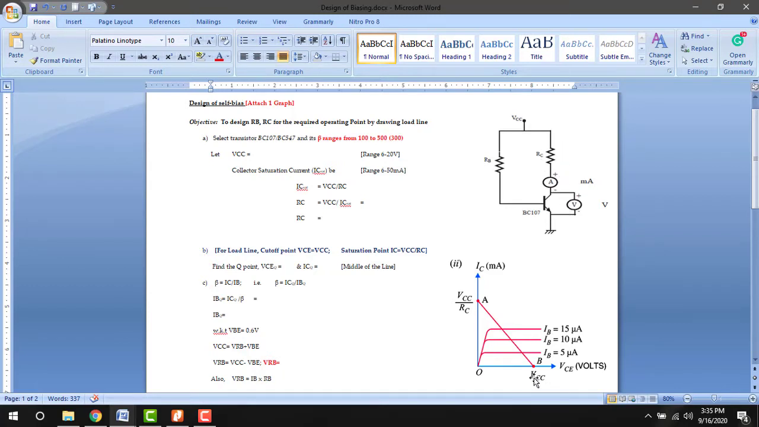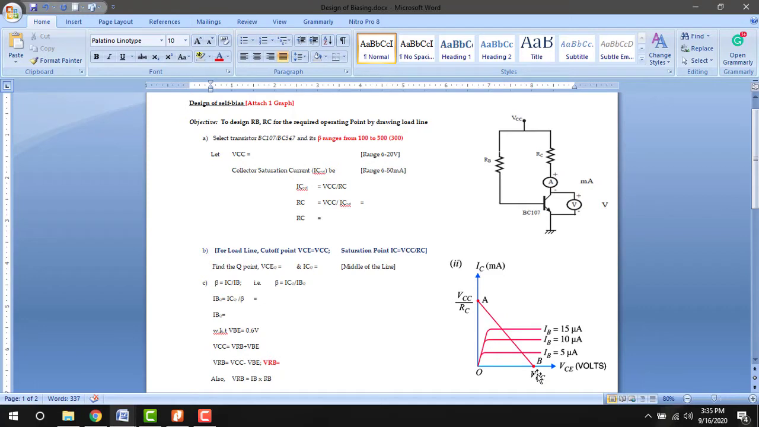Similarly, in the cutoff region, the transistor is open circuited. The transistor being open circuited means all the voltage will appear across the transistor terminals, emitter and collector. So the voltage across the transistor, emitter and collector, is VCC. Here VCE is VCC and IC will be 0. So these are the 2 points of the DC load line, point A and point B.